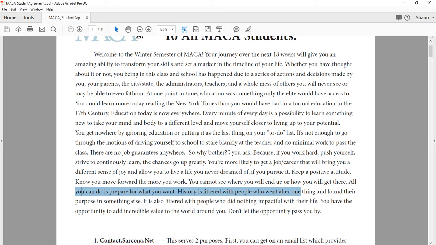History is littered with people who went after one thing and found their purpose in something else. It is also littered with people who did nothing impactful with their life. You have the opportunity to add incredible value to the world around you. Don't let the opportunity pass you by.